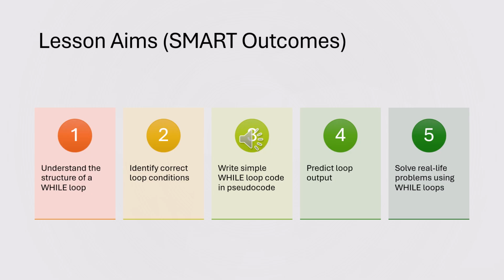Now, going through the lesson aims, which are the SMART outcomes of this whole topic about while loops, there are only 5 steps. First, understand the structure of a while loop. Second, identify the correct loop conditions. Third, write while loop code in pseudocode. Fourth, predict the loop outcome. Number 5 is to solve real-life problems using while loops. So this is our structure and our lesson aims for this whole while loop episode.